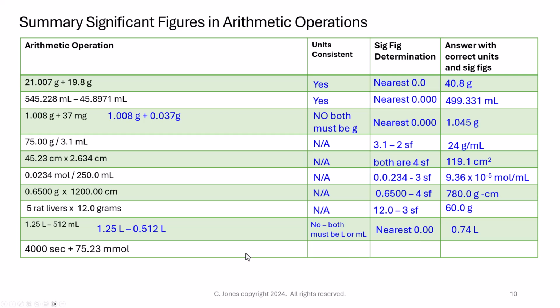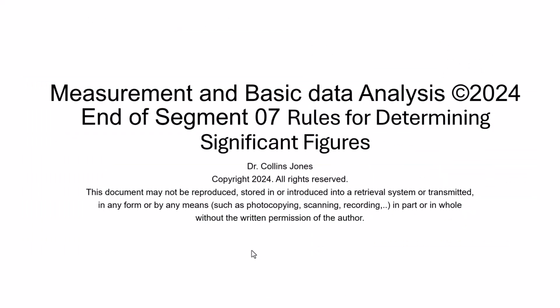And then the last one, just to see if you remembered from the previous example: 4,000 seconds plus 75.23 millimolar. Okay, the units are not consistent, so you can't solve this problem. And that is the end of segment 7.